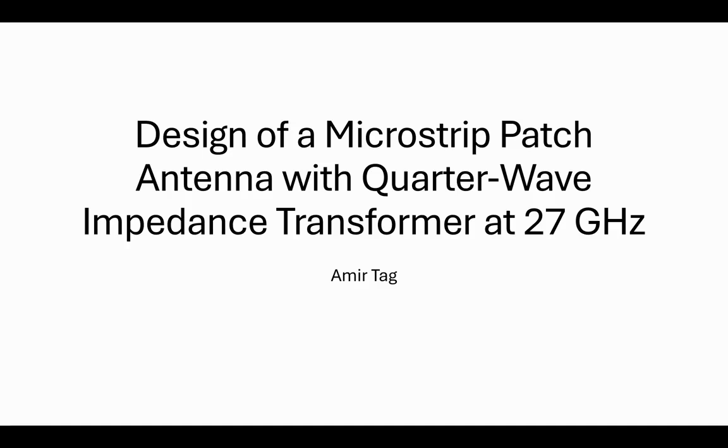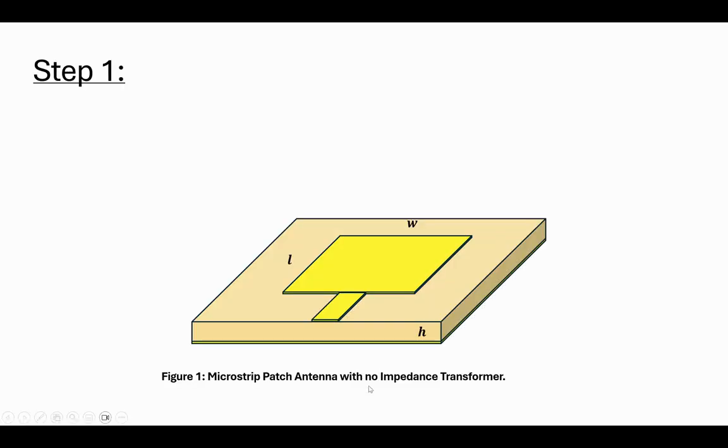Today I'll show you the design of a microstrip patch antenna with a quarter-wave impedance transformer at 27 gigahertz. This is just a tutorial on CST Microwave Studio. We're going to do it in two main steps. First, we start with a simple design of the patch antenna without any impedance transformer, so we only have the microstrip and the patch itself.